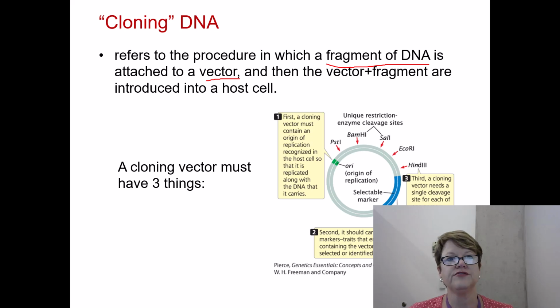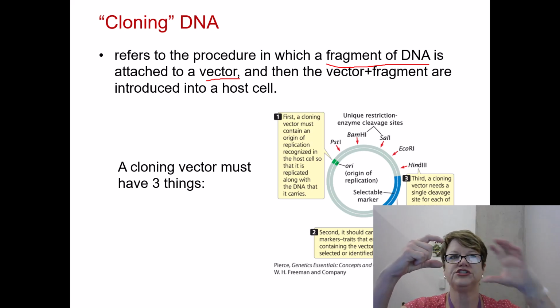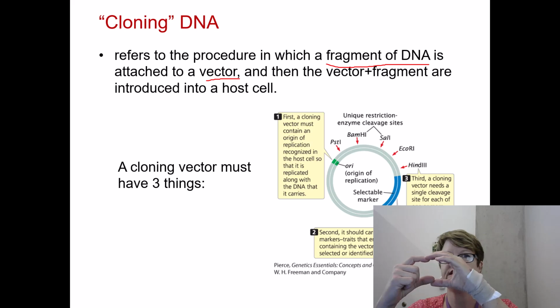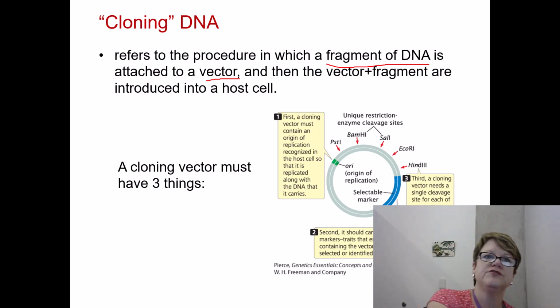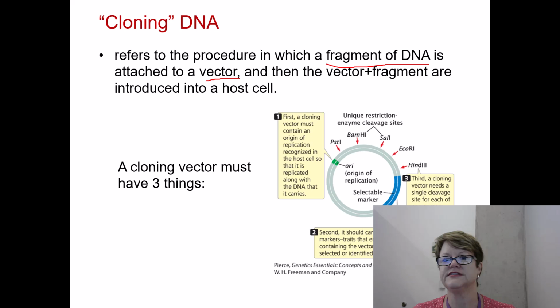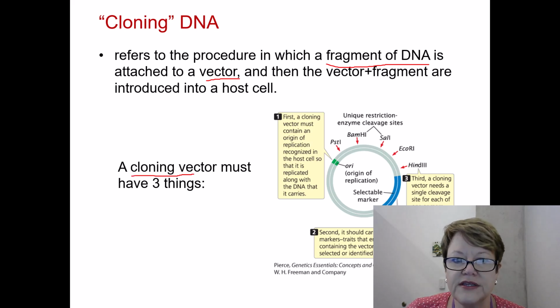So if you want to introduce your DNA, let's say it's a human gene, but you want to introduce that into a bacterial cell, you need to attach your human gene to a bacterial piece of DNA. And then when you introduce that into a bacterial cell, the bacterial cell will accept it. It will be replicated in that cell, and it will not be destroyed. So a cloning vector has to have three things fundamentally.